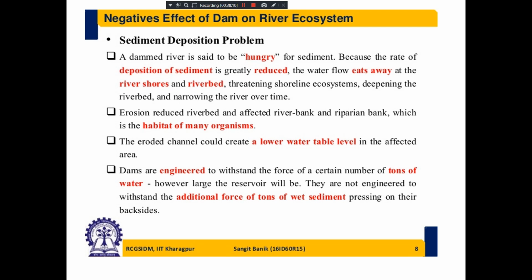Earlier, what used to happen is these silts used to be washed away. Because of this sediment deposition or silt, many of our dams have a lifespan of only 50 years, 60 years. Even if you see the Linganamakki dam reservoir or Supa, silt deposition has become more and the water storage capacity of the dam has reduced.